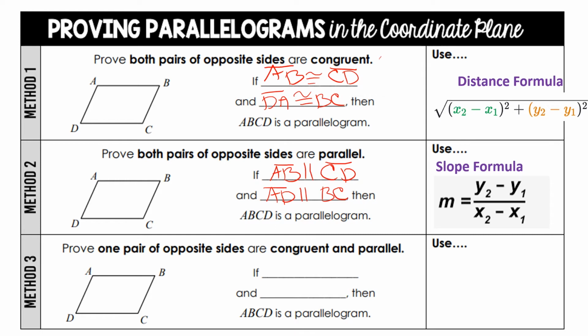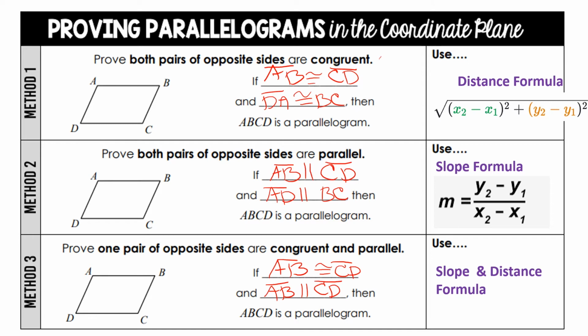In method 3, we can prove one pair of opposite sides are congruent and parallel. So if AB is congruent to CD and AB is also parallel to CD, then ABCD is a parallelogram. And we could use both the slope and the distance formula to prove that.